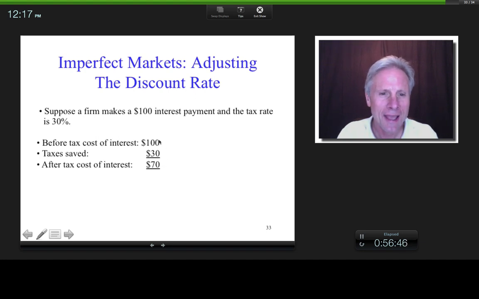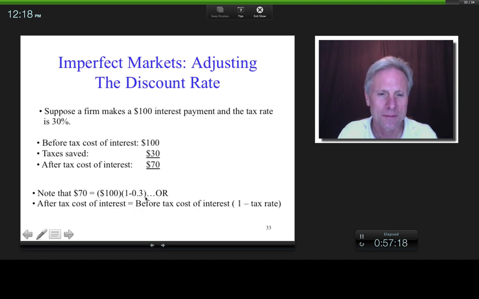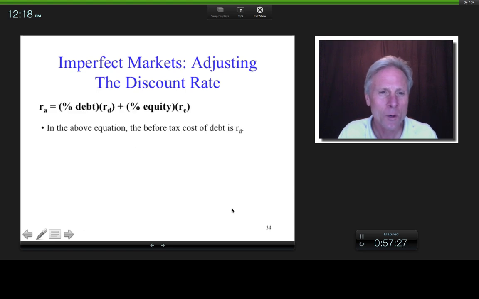So here's my question. What would I take this 100 and multiply it by to go straight from the 100 to the 70? Well, you could multiply it by 0.7, right? But is 0.7 also 1 minus the tax rate? 1 minus 0.3? It is, right? So in other words, to get an after-tax cost of interest, I take my before-tax number and I multiply it by 1 minus the tax rate. Or in words, the after-tax cost of interest is the before-tax cost of interest times 1 minus the tax rate.